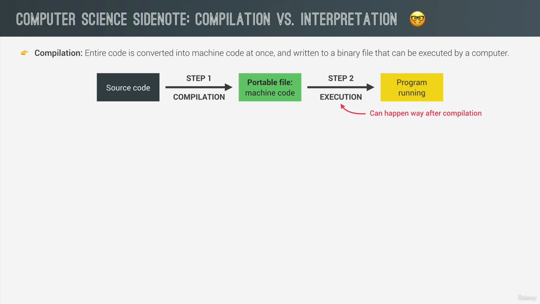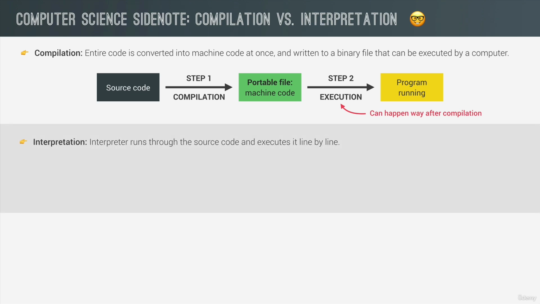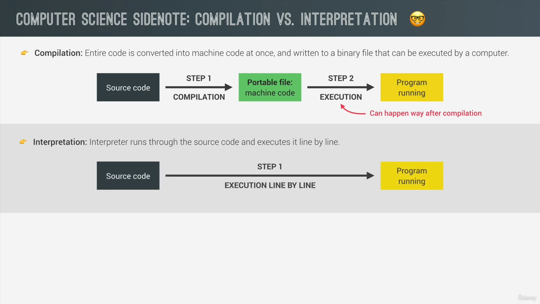Now, on the other hand, in interpretation, there is an interpreter which runs through the source code and executes it line by line. So here we do not have the same two steps as before. Instead, the code is read and executed all at the same time. Of course, the source code still needs to be converted into machine code, but it simply happens right before it's executed and not ahead of time. Now, JavaScript used to be a purely interpreted language, but the problem with interpreted languages is that they are much, much slower than compiled languages.